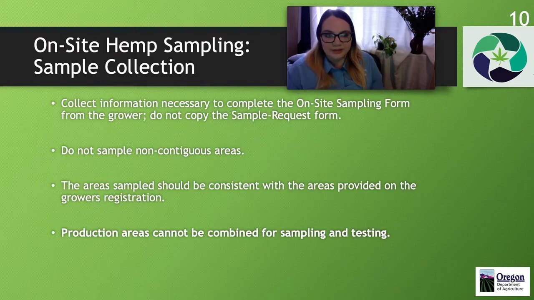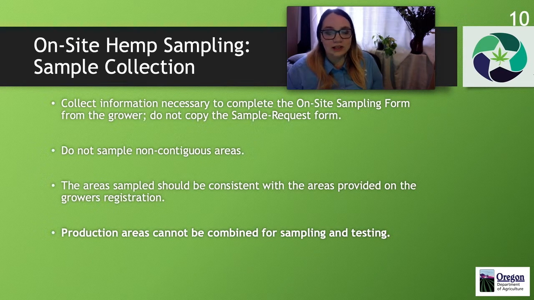So for sample collection, collect the information necessary to complete the on-site sampling form, which is the form that your sampler or you are going to be filling out while you are out in the field. Do not fill it out prior to going to the field or after, and also please don't copy it, as I was saying, from the grower. It's very easy to tell when a sampler just copies verbatim what the grower put, and that really does me no good because I cross-reference the documents and I want to know what the sampler's perspective was of the area. So please don't copy it.